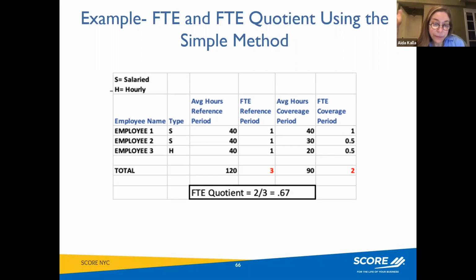I chose a reference period. I don't remember which one, but I chose a reference period that you can choose. And for that reference period, on a weekly basis, employee one was doing basically 40 hours. Same thing with employee two, and even the hourly person was the same. So therefore, what is the FTE for the reference period? It's the same. You take 40 and you divide it by 40. If it was 60, you'd still divide it by 40. So you get one.